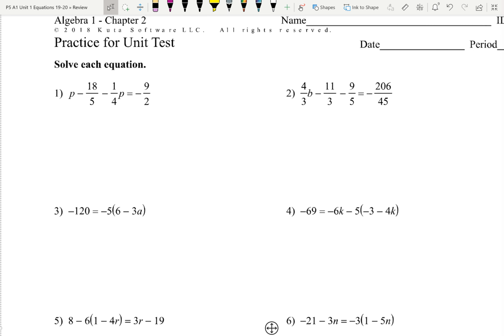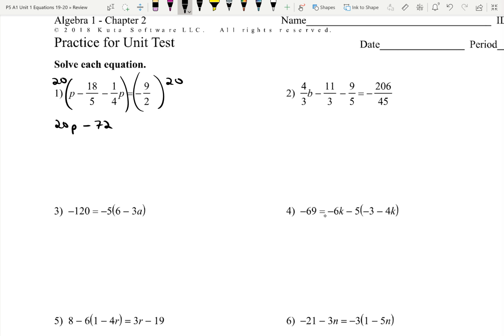The least common denominator for the first problem is 20 because of the 5, the 4, and the 2. Multiplying each side by 20, we then need to distribute. 20 times p is 20p. 20 divided by 5 is 4. And 4 times 18 is 72. So we have minus 72.